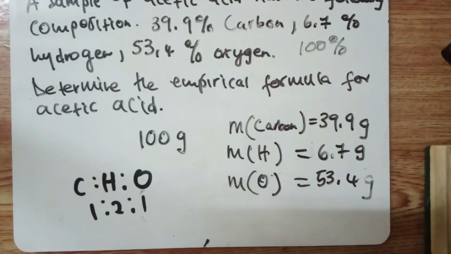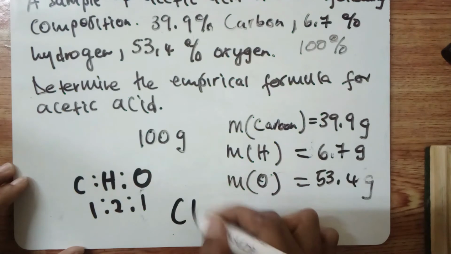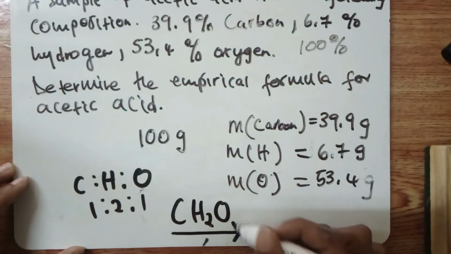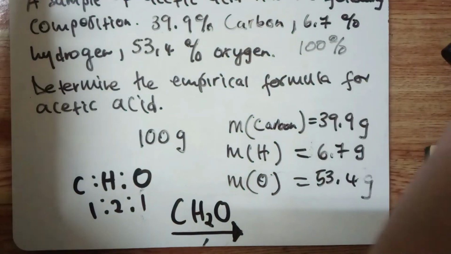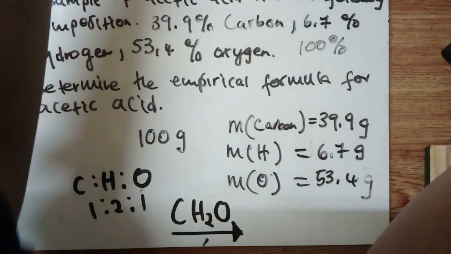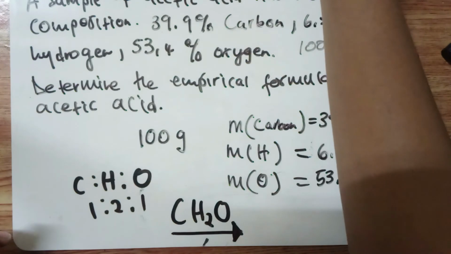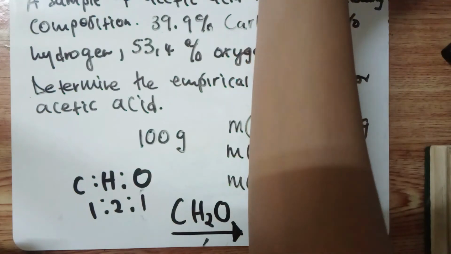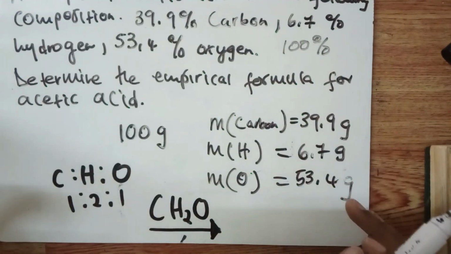1 is to 2 is to 1. Meaning the empirical formula will be CH2O. So that is our empirical formula. And remember, how is it that we defined our empirical formula? We said that the empirical formula of a compound shows the smallest whole number ratio of atoms.